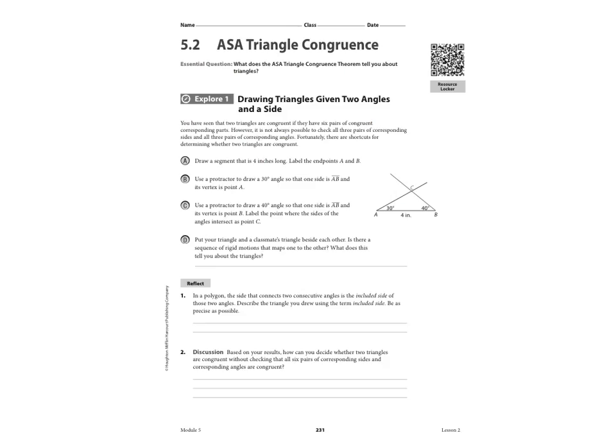Okay, so 5-2 is angle, side, angle. And it mentions here in Explore 1 that you have seen that two triangles are congruent if they have 6 pairs of corresponding parts. But sometimes it's not always easy to check all those. And so in this section, we are just going to check an angle, a side, and an angle.